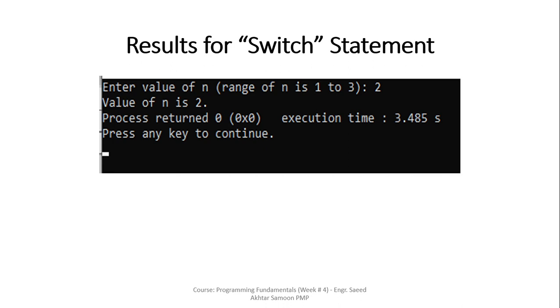So if I run the program, the computer will display this message: enter the value of n, range of n is 1 to 3. The user provided 2, and the display message is value of n is 2. So this is a very simple result, and this is based on the switch statement.